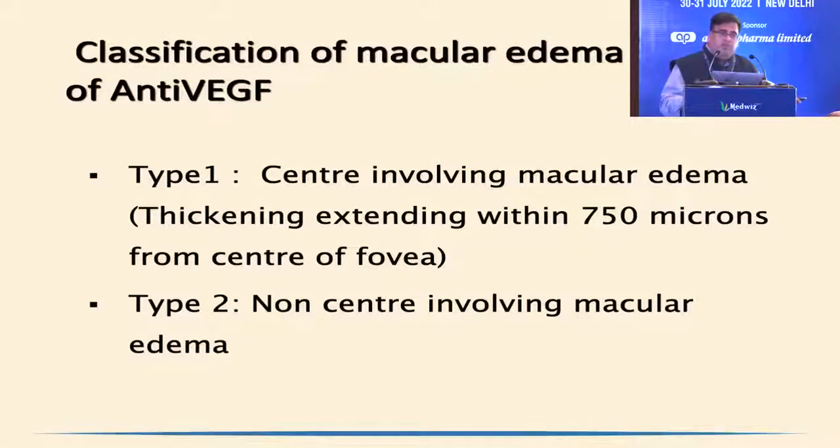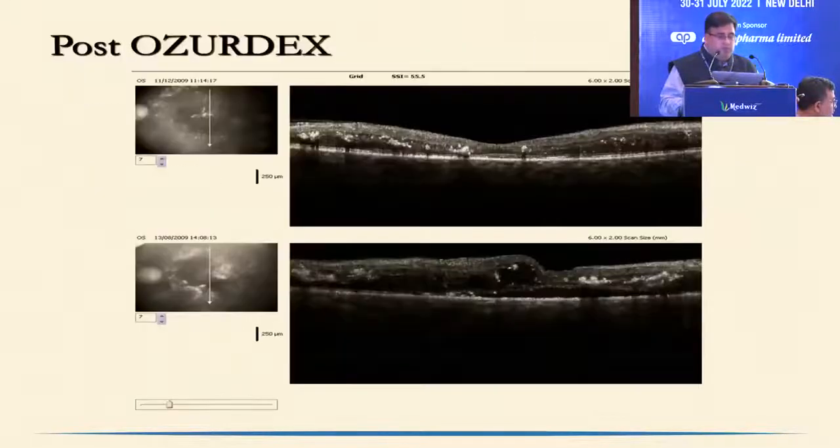Based on OCT, the classification of diabetic edema has also changed, where you now classify it as center-involving when it is within 750 microns of the center of the fovea, or non-center-involving edema. So all these decisions are possible only based on your OCT.